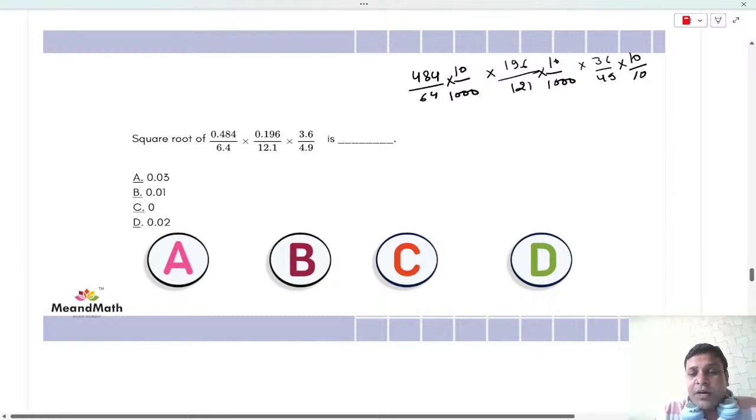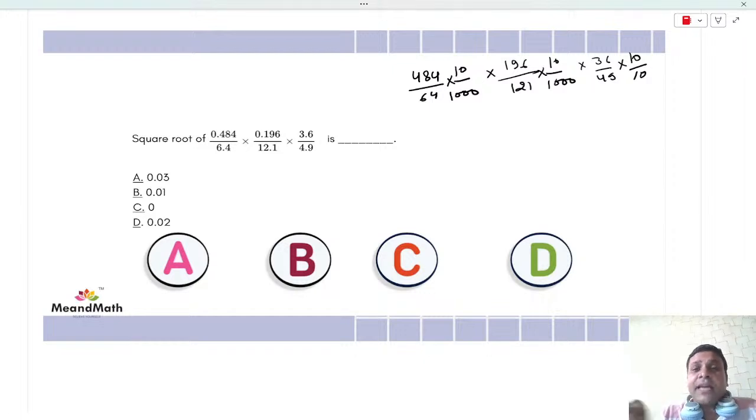If you know how to remove the decimal, you can directly remove it. No need to write 10 upon 1000, 10 upon 1000, 10 upon 10. But in our class there are every type of students, so I am solving in detail. I hope this step is clear to everyone.